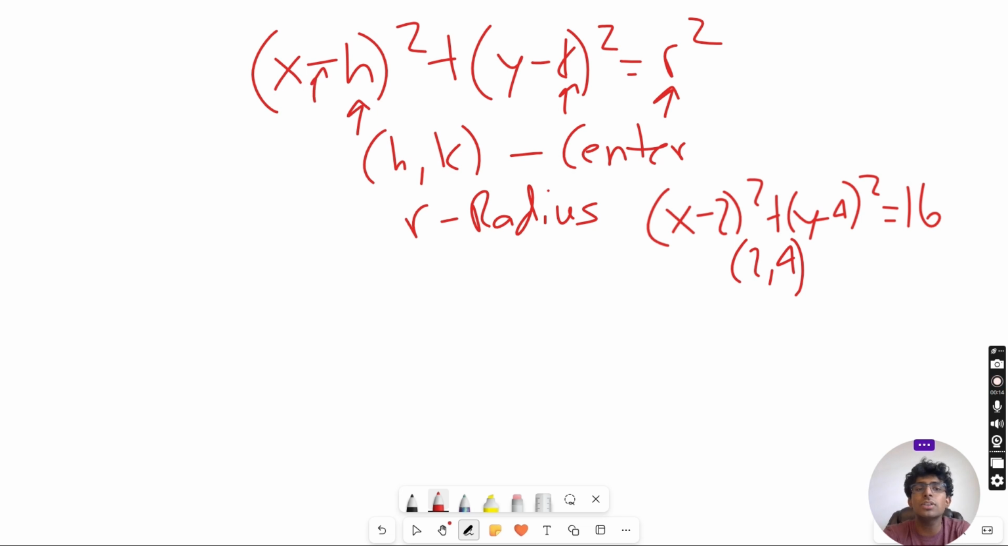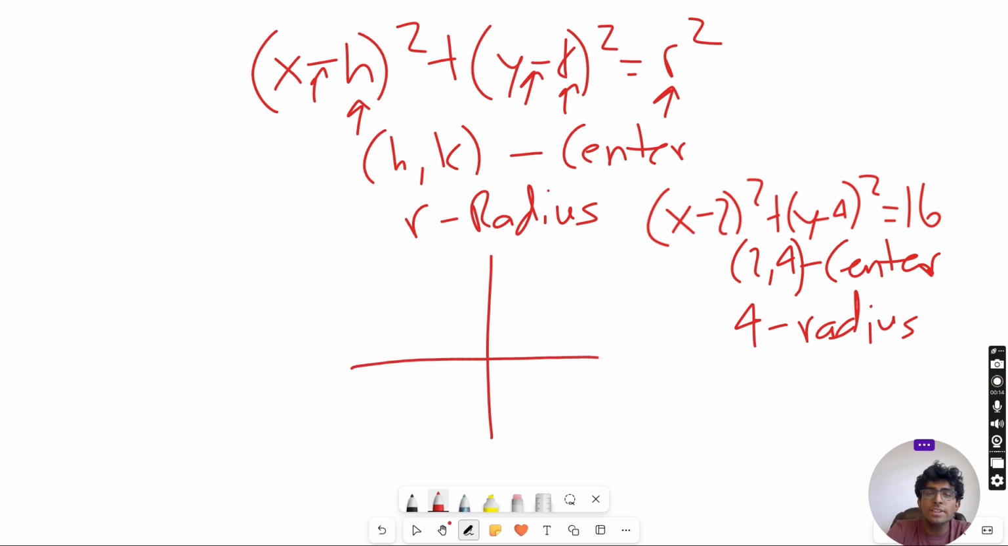Remember, guys, the minus sign is already part of the equation, so it's positive for your center. If it was a +2, then it would be -2, but it's -2. So (2, 4) is your center, and then your radius here, 16, right? It's r squared, so our r is going to be the square root of that, which is 4. Remember, positive square root of it, so it'd be 4 for the radius.